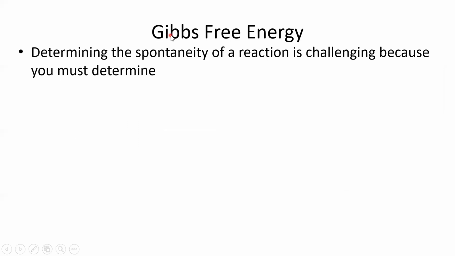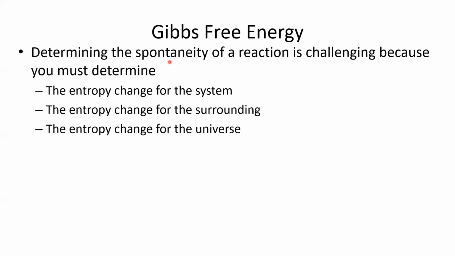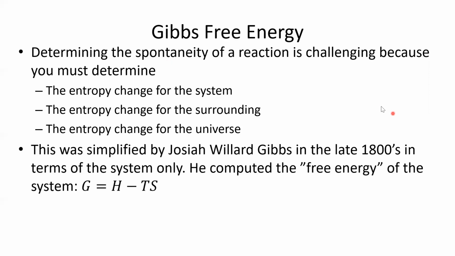Okay, when we talk about the spontaneity of a reaction, sometimes it's hard for us to figure it out just by looking at the entropies, because we have to determine the entropy change for the system, we have to figure out the entropy change for the surroundings, and we have to consider what the entropy change for the universe would be. So what Gibbs did back in the late 1800s is he came up with a way to calculate the spontaneity of a reaction in a little bit of an easier way.